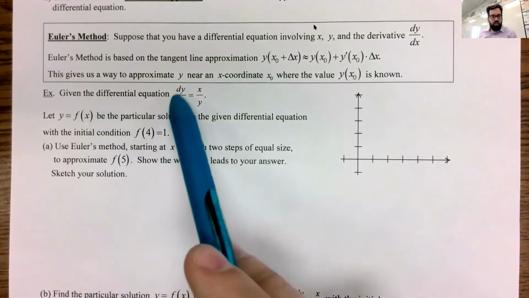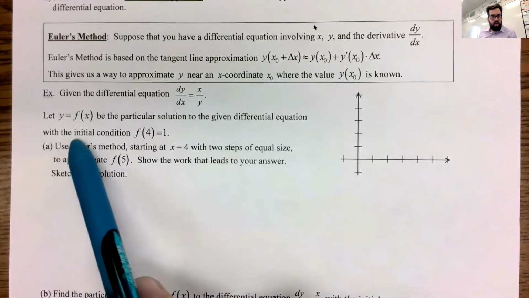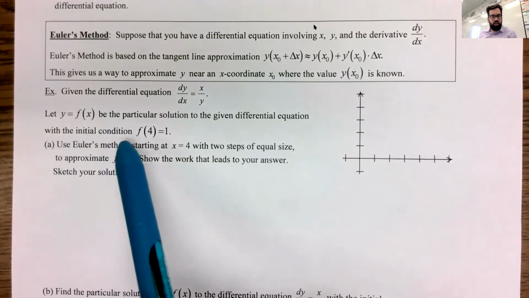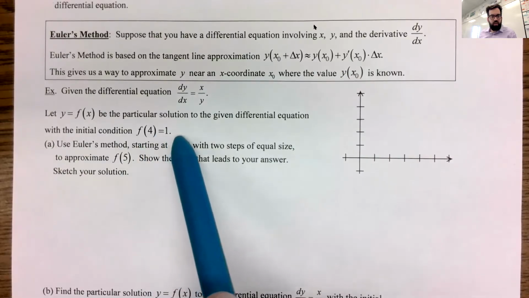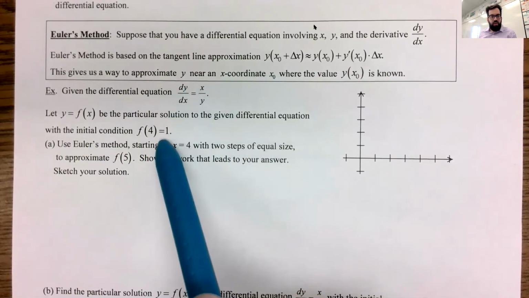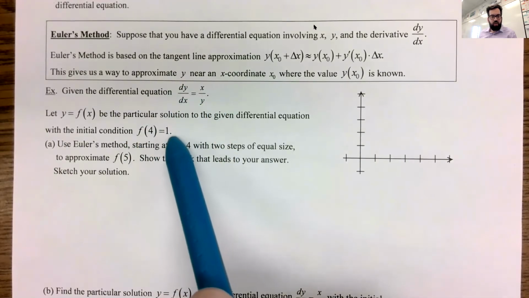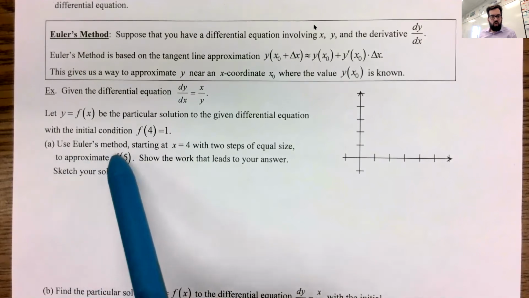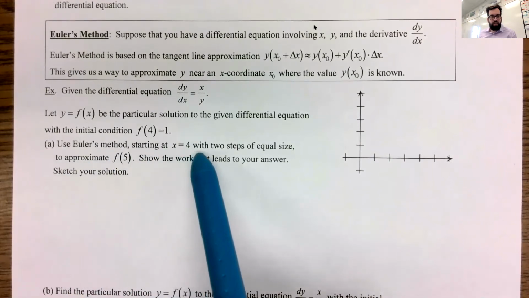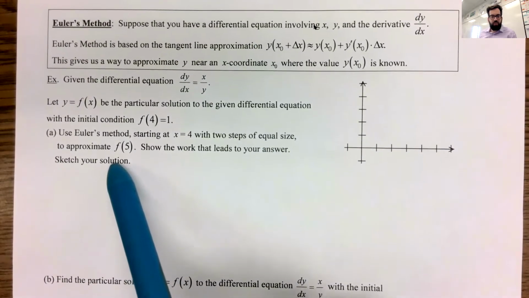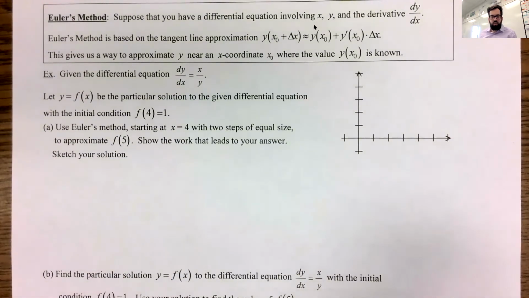Given the differential equation dy/dx equals x over y, let y equals f(x) be the particular solution to the given differential equation with the initial condition f(4) equals 1. So we have a derivative and we have an initial condition that the function, not dy/dx, but f(x), when x equals 4, y equals 1. So we're going to use Euler's method starting at x equals 4 with 2 steps of equal size to approximate f(5). Show the work that leads to our answer.